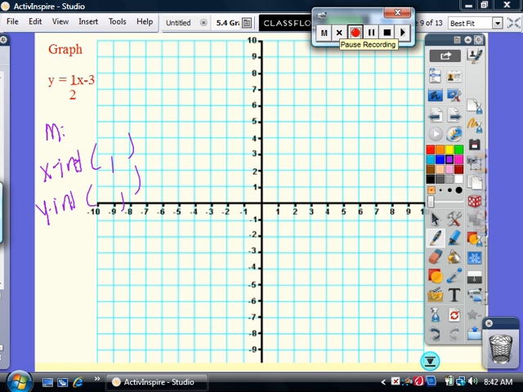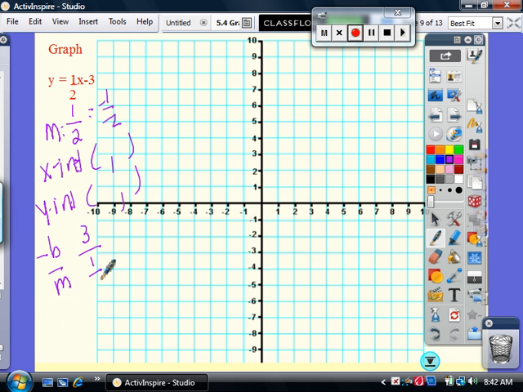When we have a fraction involved, of course the slope's not hard. The x-intercept is the opposite of b divided by m. So we use our calculator. So positive 3 divided by 1/2, when you divide by 1/2, it's the same thing as multiplying by 2. So the x-intercept is 6. The y-intercept is given to us at negative 3. So negative 3 and 6.